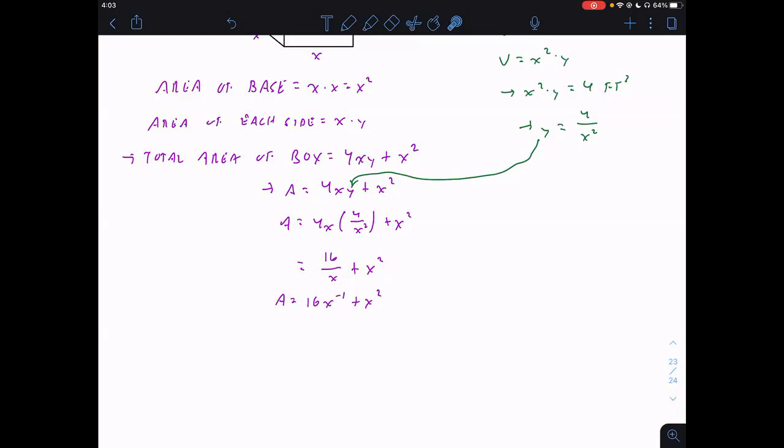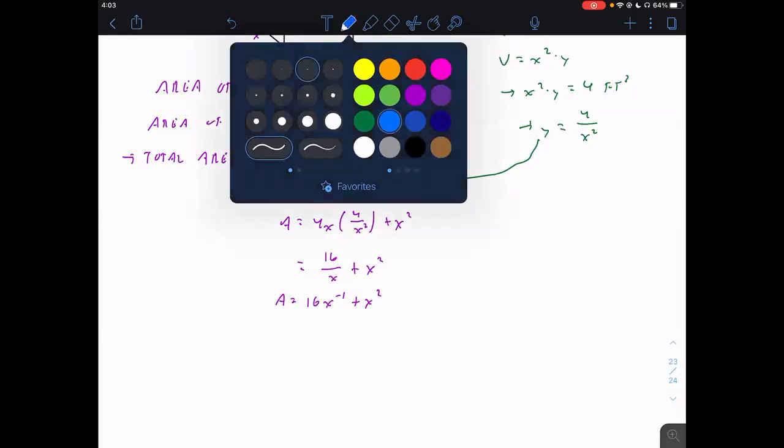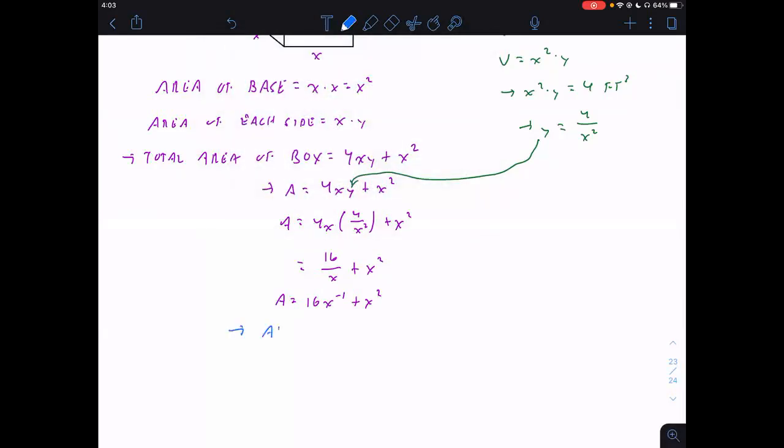All right. So let us find the derivative of this function, A prime. Using the rules of derivatives, the derivative of 16x to the negative 1 will give us negative 16 times x to the negative 2 plus 2x. And then as we find the derivative, set it equal to 0. So 0 equals, and let me bring this x to the negative 2 back down, negative 16 over x squared plus 2x.